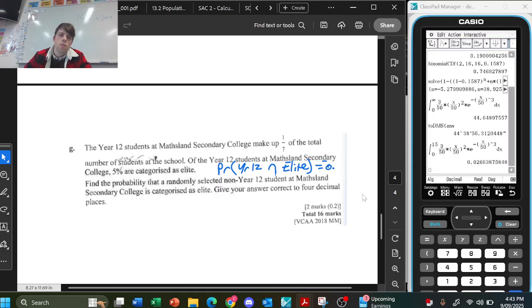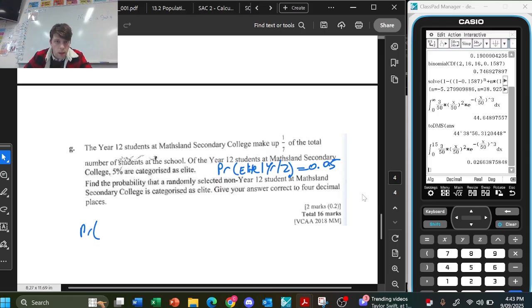Or is that, no, that's the probability that they are elite given that, yes. So the probability that they are elite given that they are in year 12 is equal to 0.05 here. Okay, so we need to find the probability that a randomly selected non-year 12 student at Mathsland College is categorized as elite. So best to write out the question.